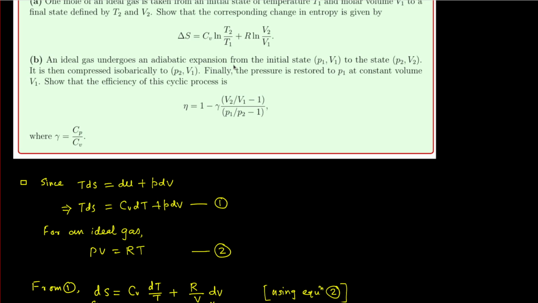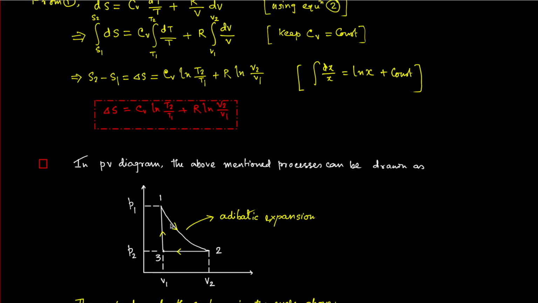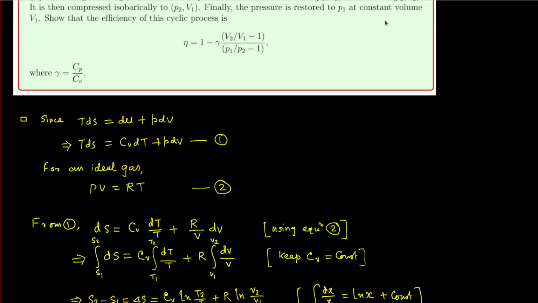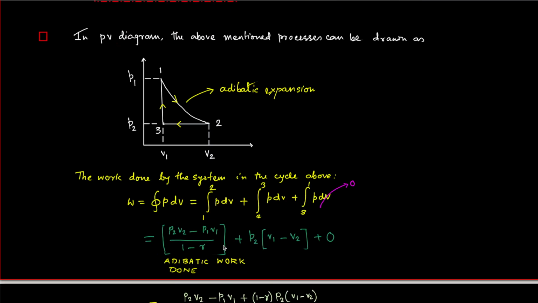In the second part, first adiabatic expansion from P1 V1 to P2 V2. This is the adiabatic expansion from 1 to 2, and then isobarically compressed from 2 to 3, and then pressure is restored to P1 at a constant volume, and this is the following PV diagram. Therefore, the work done by the system in the cycle above, W equals the closed integral PdV from 1 to 2, 2 to 3 and 3 to 1.